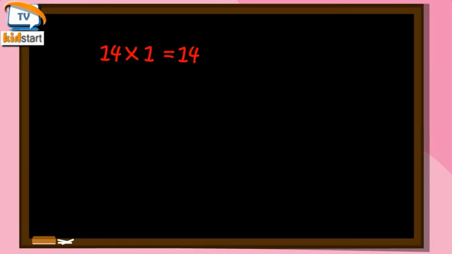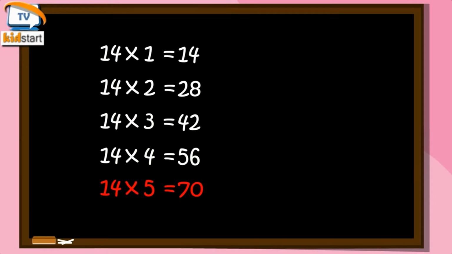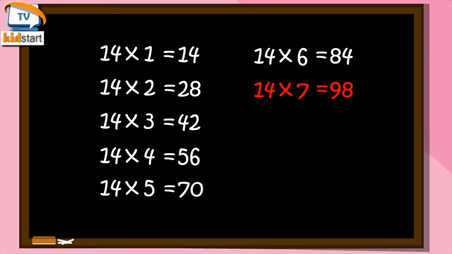14 ones are 14. 14 twos are 28. 14 threes are 42. 14 fours are 56. 14 fives are 70. 14 sixes are 84.